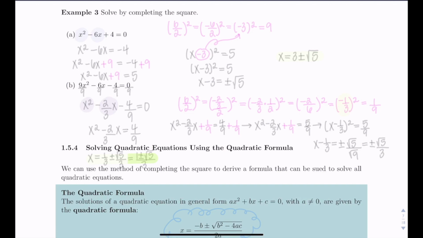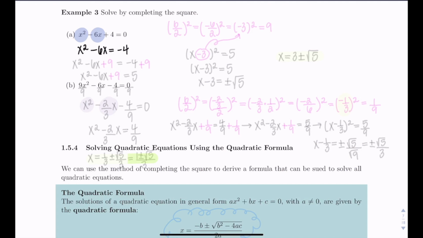Next, you want to have just x squared and the x term by itself on the left and have the constant on the right. So we need to move the 4 to the other side. So we have x squared minus 6x equals -4.